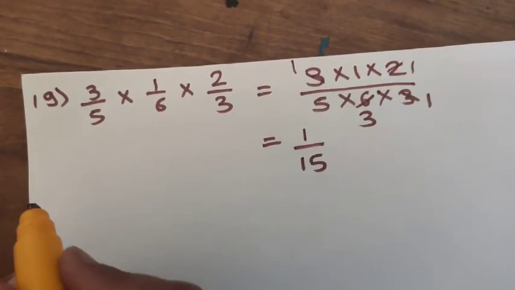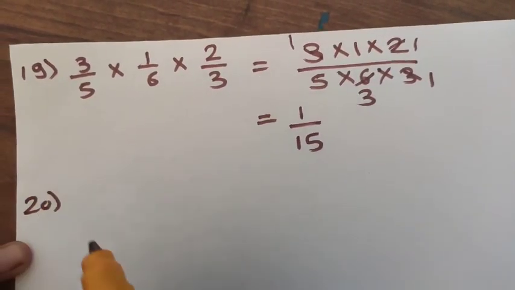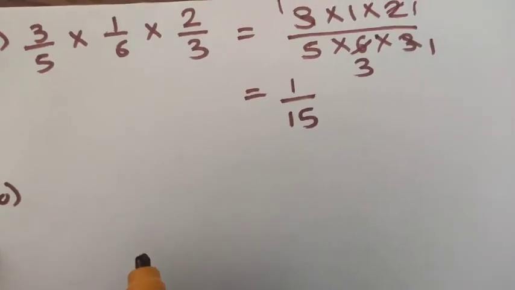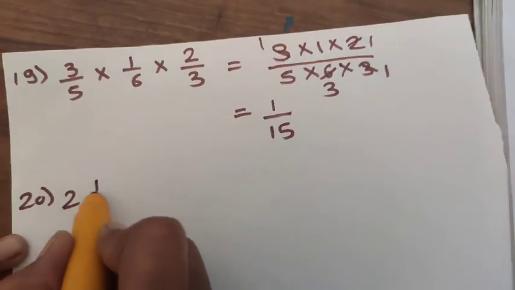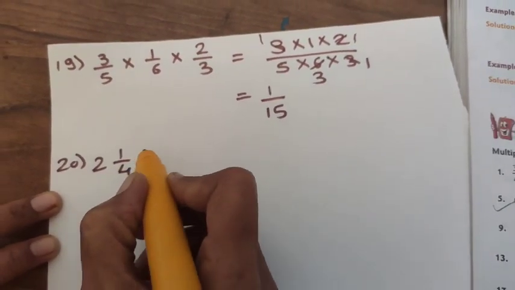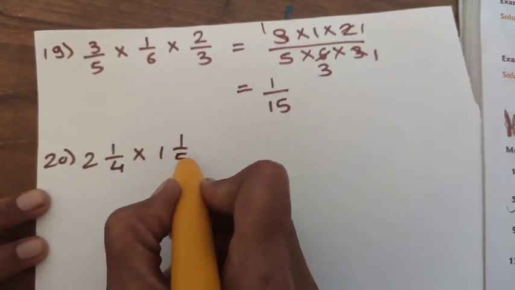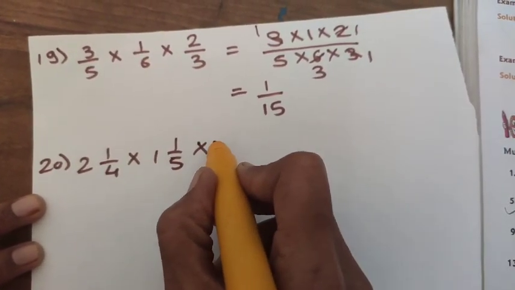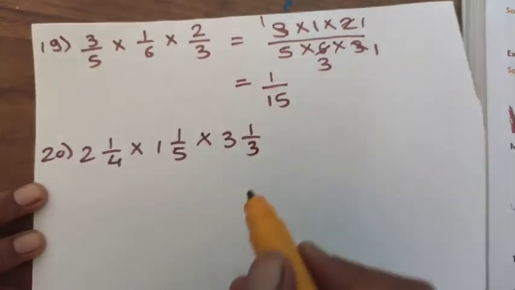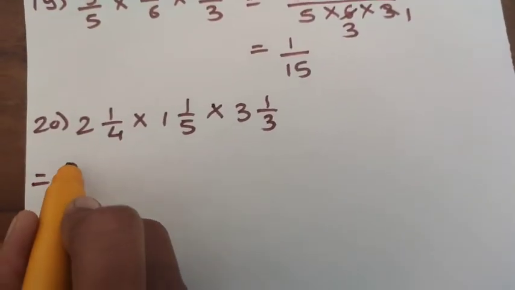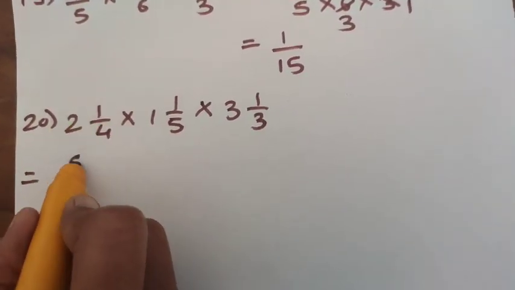Okay. Now the last one, solving question 20: 2 integer 1 by 4 multiplied by 1 integer 1 by 5 multiplied by 3 integer 1 by 3. So stepwise you have to go. 4 times 2 is 8, plus 1 is 9.